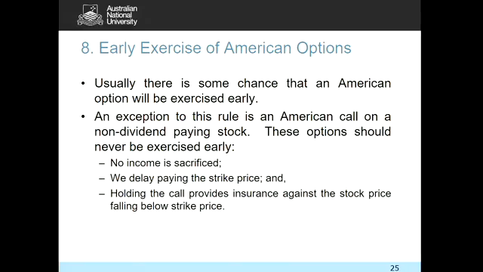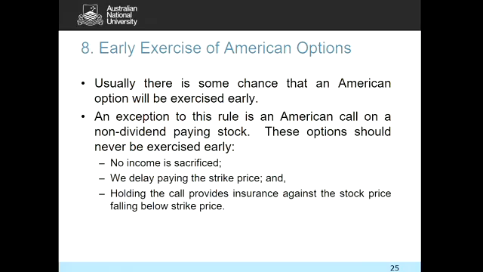Reason for that being, the first one, no income is sacrificed. What does that mean? Well, if a stock pays a dividend, then obviously I've got an incentive to own the stock, because if I don't own the stock, I don't get the dividend. So if I've got an option on a stock and a dividend gets paid, I don't receive it. So maybe I want to exercise the option early to own the stock and get the dividend. But in this case, as there is no dividend, there's no incentive to exercise early to get any income because there is no income. So that's the first reason.